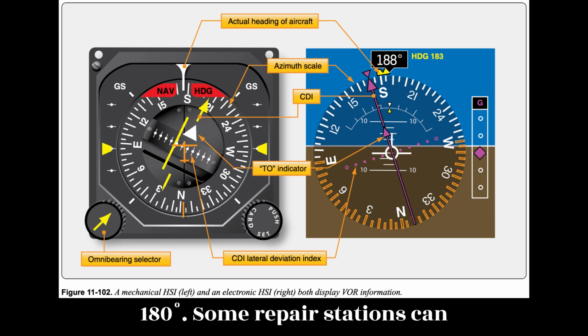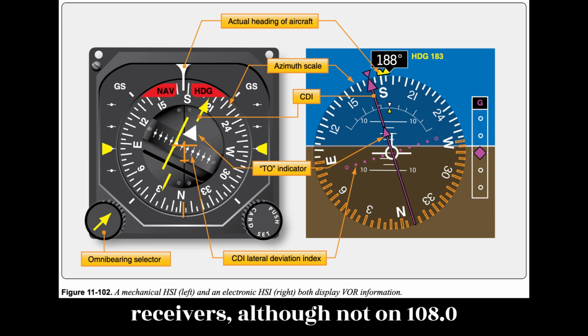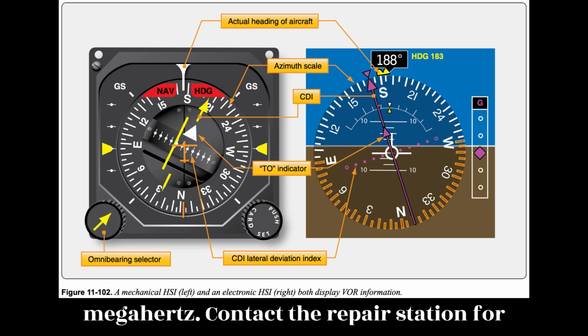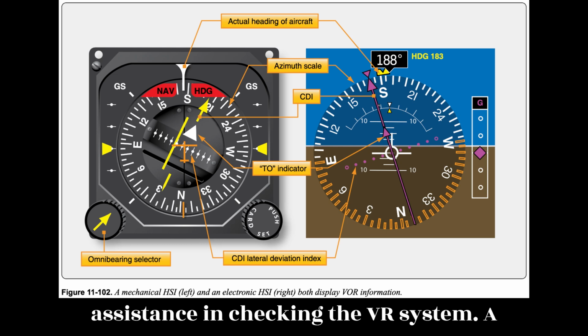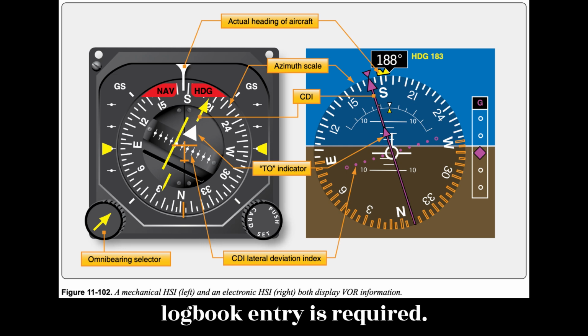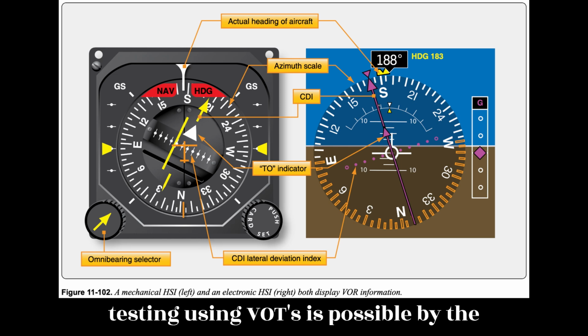Some repair stations can also generate signals to test VOR receivers, although not on 108.0 MHz. Contact the repair station for the transmission frequency and for their assistance in checking the VOR system. A logbook entry is required. Note: some airborne testing using VOTs is possible by the pilot.